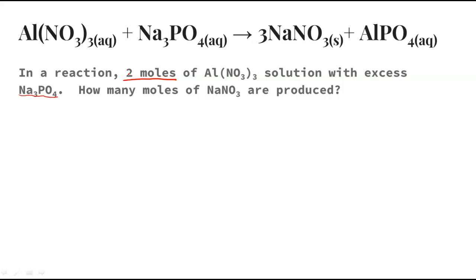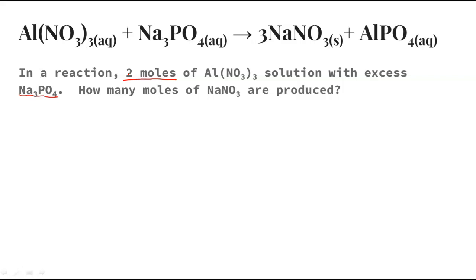Well, for most of us, if we think in our head, if I have double the amount of aluminum nitrate, wouldn't I produce double the amount of sodium nitrate? Wouldn't it be 6 moles? And the answer is yes. Okay, remember these are ratios. So in chemistry, we use dimensional analysis to calculate through those, and that's what I want to show you.